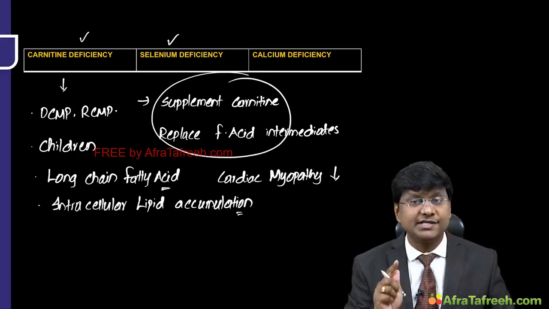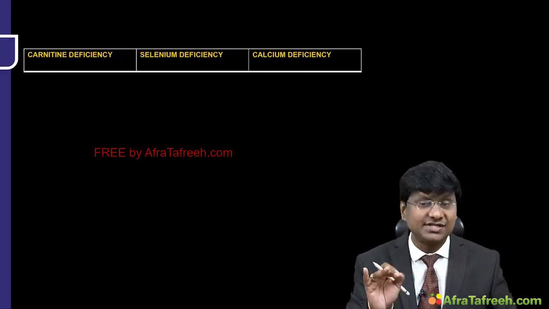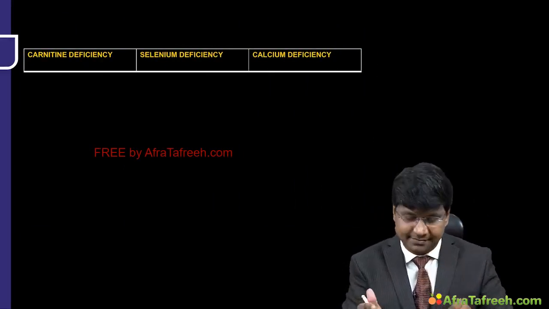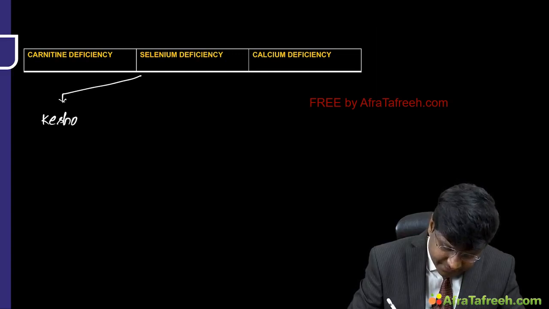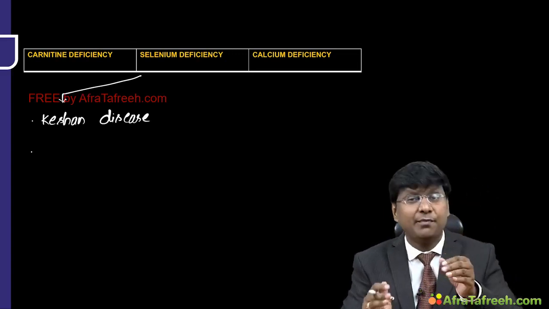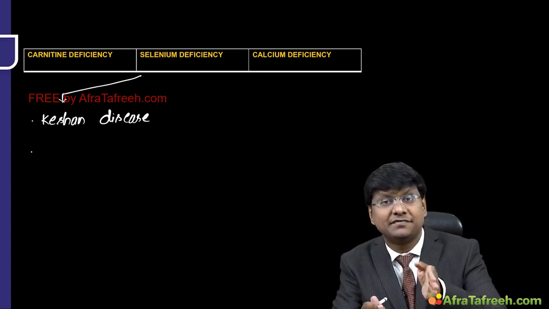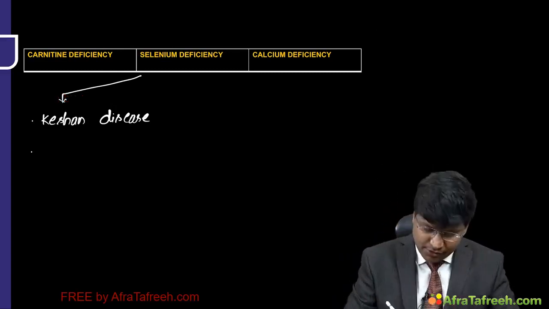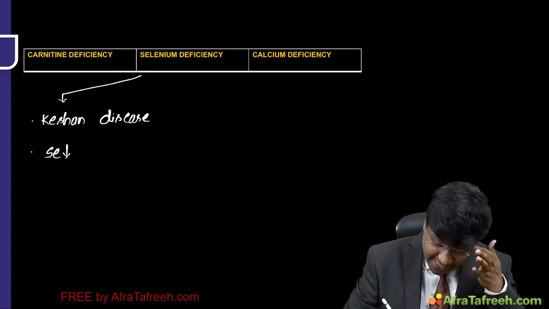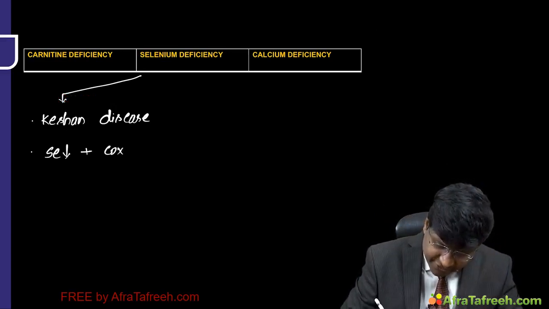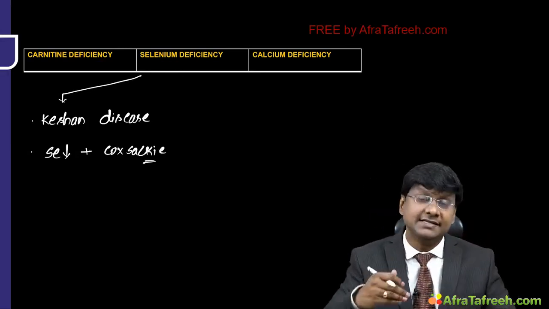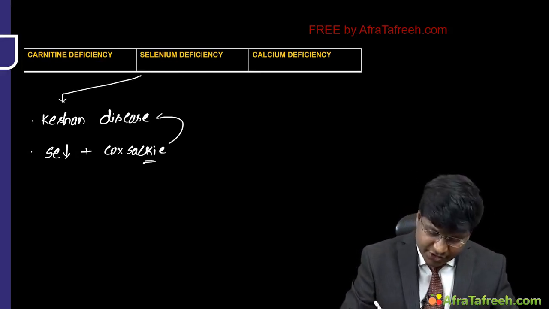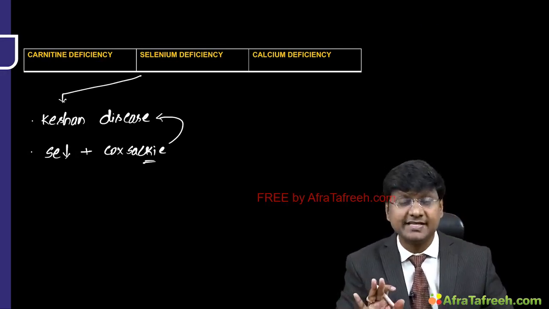And the next important is selenium deficiency. Deficiency of the trace element selenium can cause cardiomyopathy, and that we call Keshan disease. Now, a very important virus is associated with the development of this Keshan disease. Now, what is that virus? So, selenium deficiency along with Coxsackie virus infection can lead to Keshan disease, which is significantly fatal.